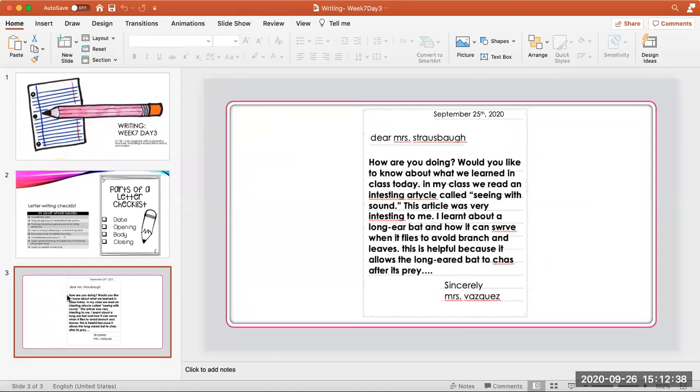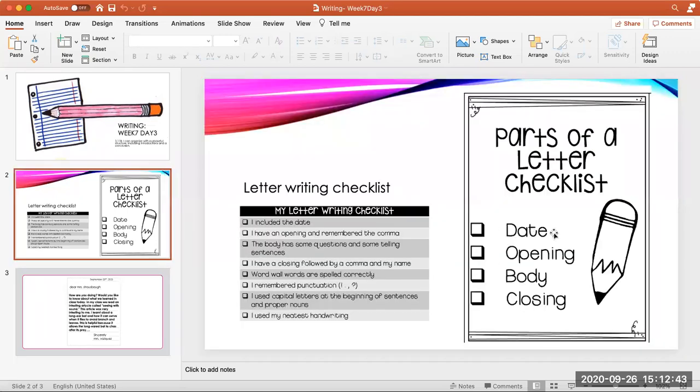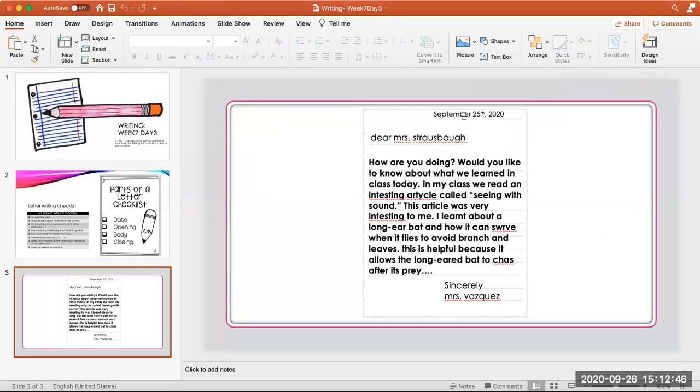All right, so here's my letter. So make sure you put that date up there because that was part of my checklist. Okay, date, September 25th, 2020. Dear Mrs. Strasbaugh, how are you doing? Would you like to know what we learned in class today? In my class, we read an interesting article called Seeing with Sound. This article was very interesting to me. I learned about a long-eared bat and how it can swerve when it flies to avoid branch and leaves. This is helpful because it allows the long-eared bat to chase after its prey.